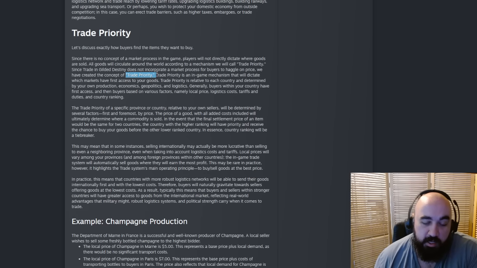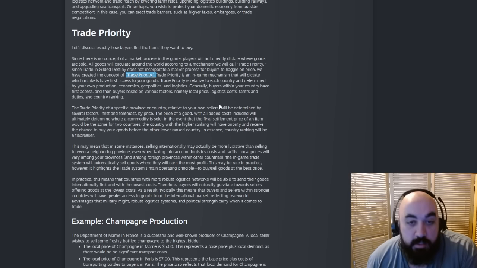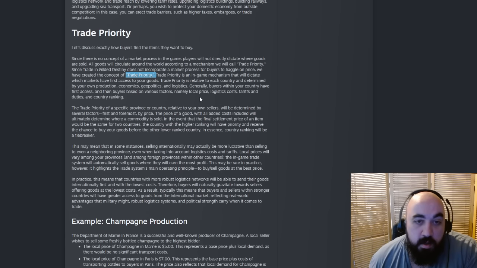Okay, so this is going to be the nut. Trade priority is an in-game mechanic that will dictate which markets first access your goods. Trade priority is relative to each country and determined by your production, economics, geopolitics, and logistics.